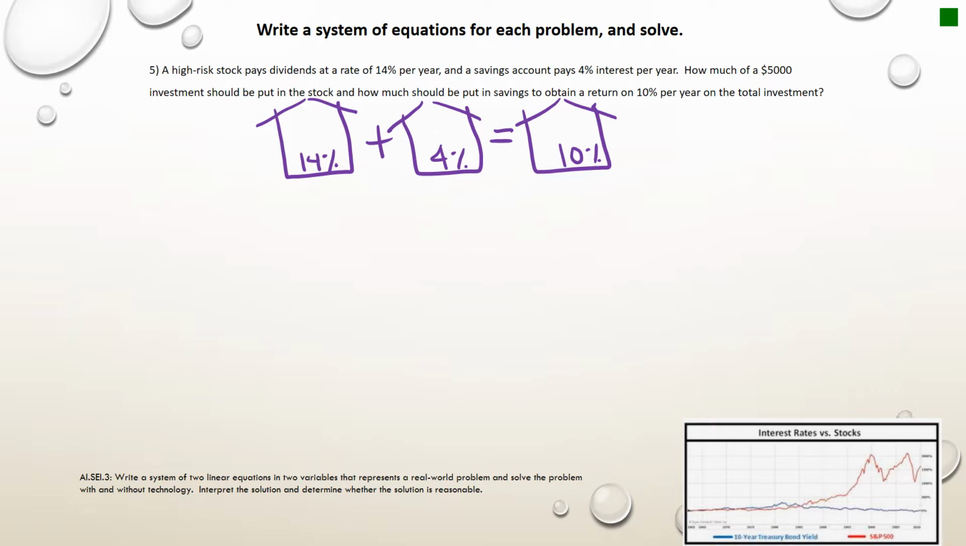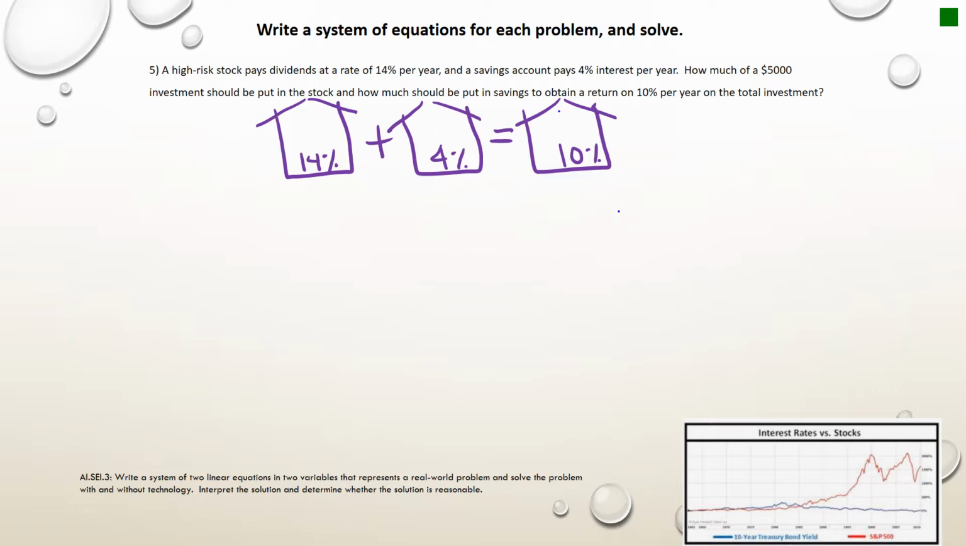14% is great, but if we put all our money in that 14%, because you're going, why not put all your money in 14% and make more money back? It doesn't work all the time because sometimes if that fails, you lose all your money. Stocks are kind of scary. The 4%, that's just not quite as much money. That's like you're losing money. So you want to divvy your money between the two and see if you can get an average return of 10%.